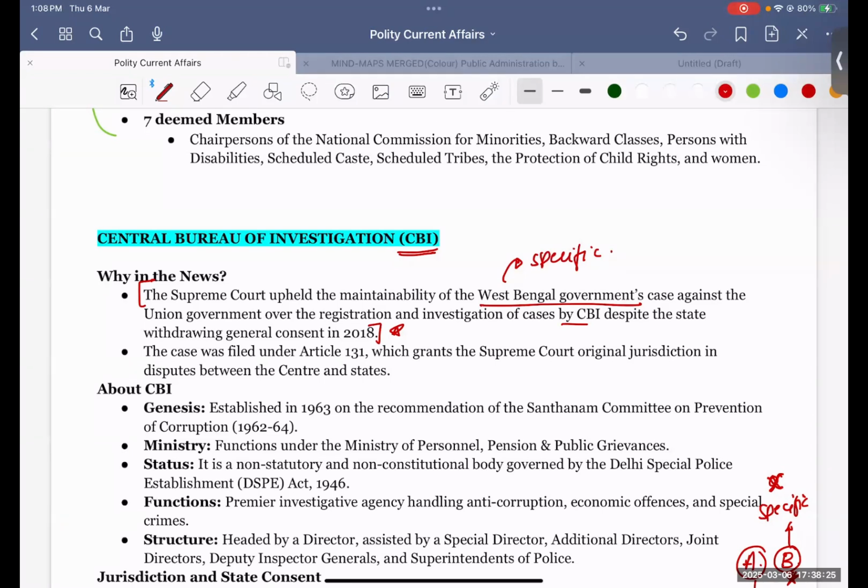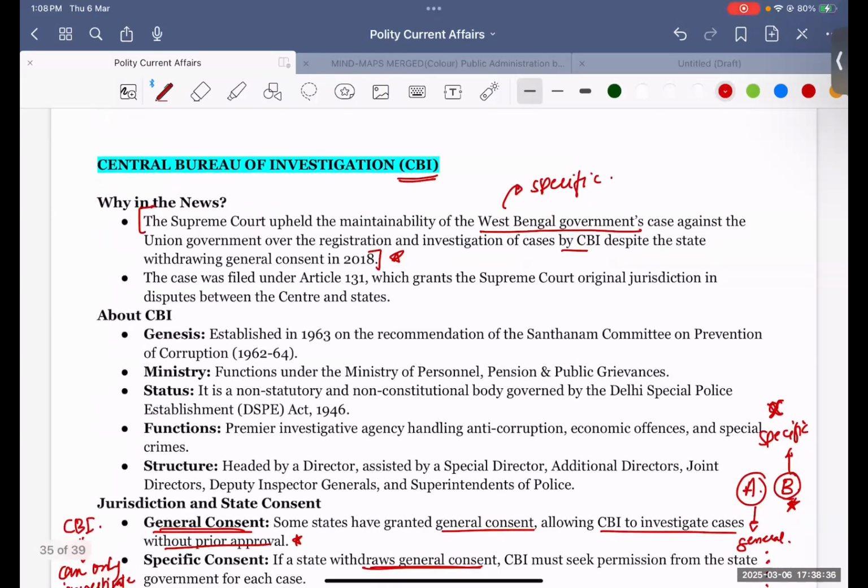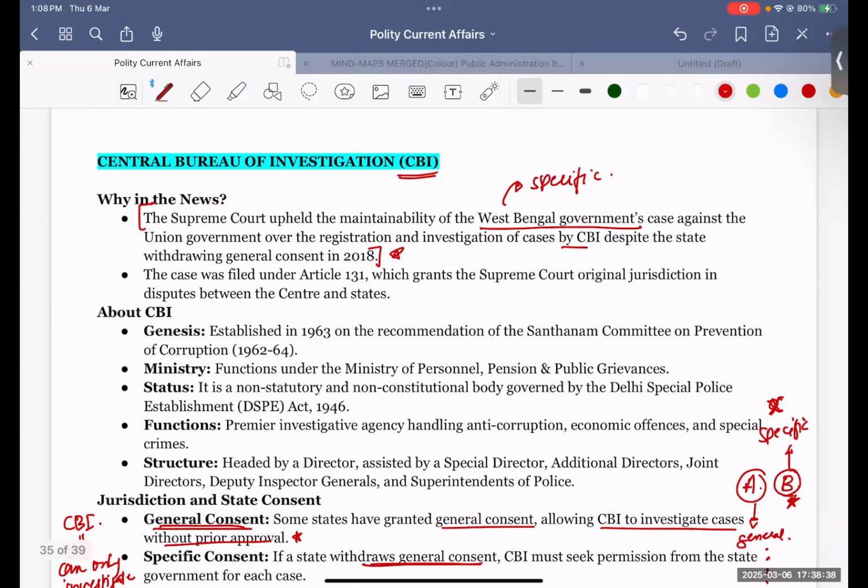Okay, but despite withdrawing the general consent, the CBI was still registering and investigating cases in the state. Okay. Now, why did the Supreme Court get involved in this?